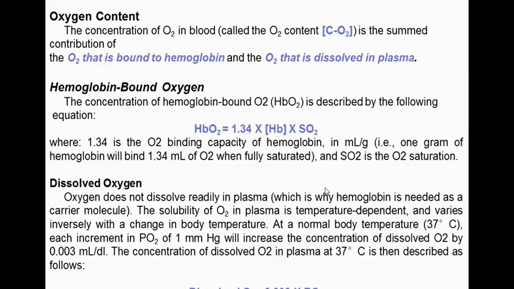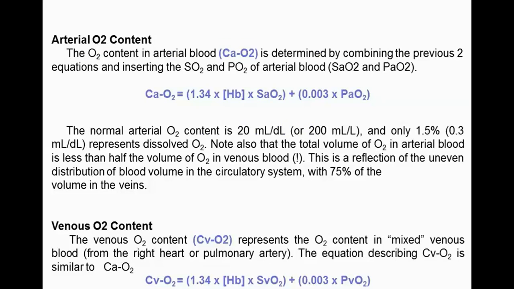So this is the total pressure. The dissolved oxygen is 0.003 multiplied by the PO2. So the arterial oxygen content will be the sum of both, as we said: 1.34 times hemoglobin times saturation is the bound part, and 0.003 times the PO2 is the dissolved part.